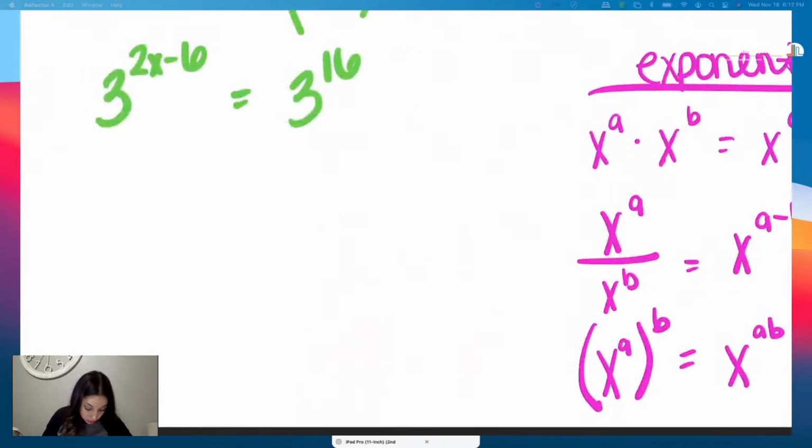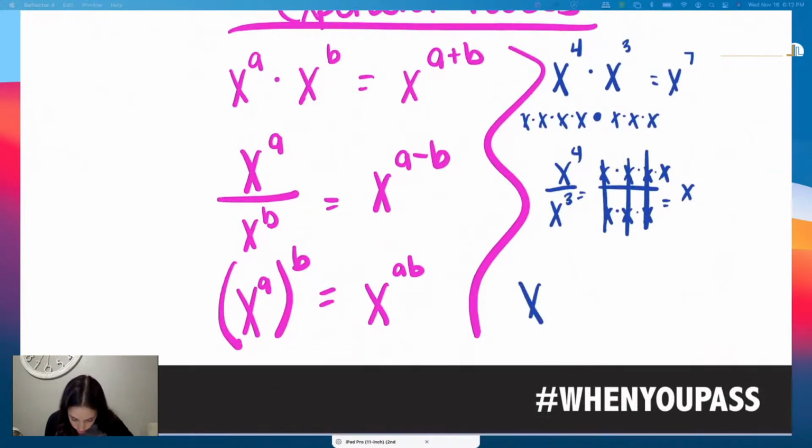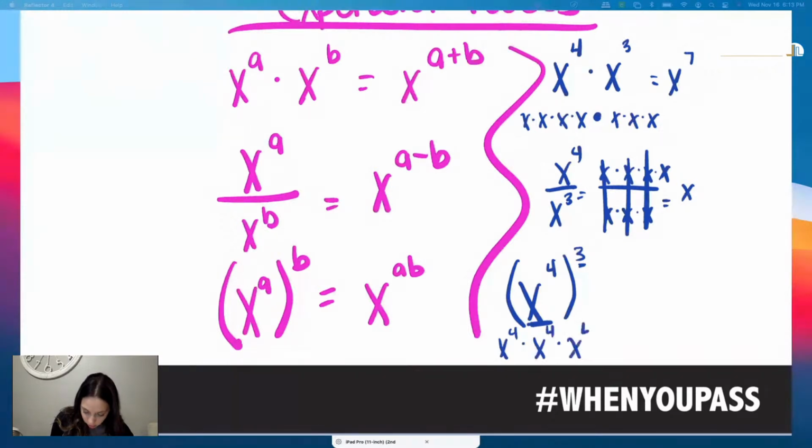Here's the one that we need to know. X to the 4th to the 3rd. Think about what an exponent means. An exponent means that I am doing that many times. So this 3 means I'm doing x to the 4th 3 times. So I'm doing x to the 4th times x to the 4th times x to the 4th, which, if we use our understanding from this rule, would be x to the 12th, which is why we multiply them.